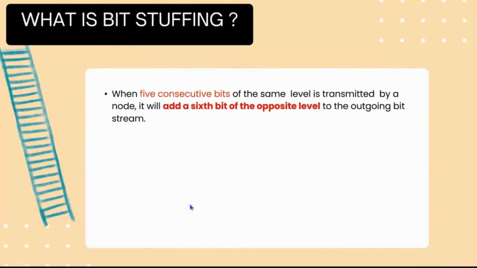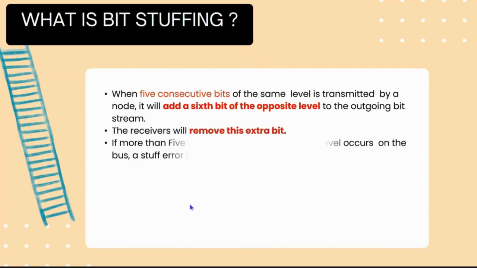What is bit stuffing? When five consecutive bits of the same level are transmitted by a node, it will add a sixth bit of the opposite level to the ongoing bits. The receiver will remove this extra bit. If more than five consecutive bits of the same level occur, a stuff error is signaled.